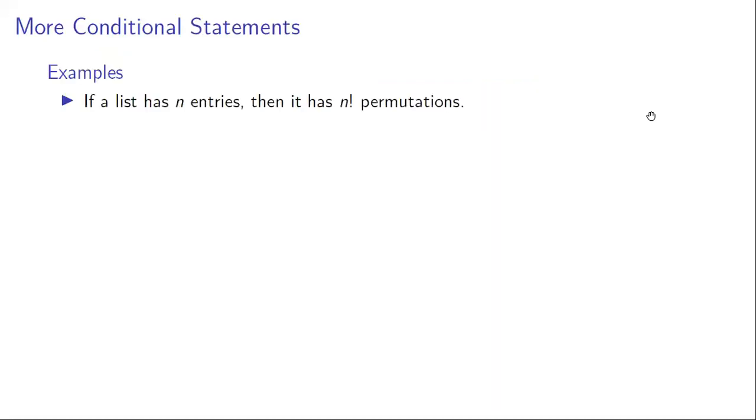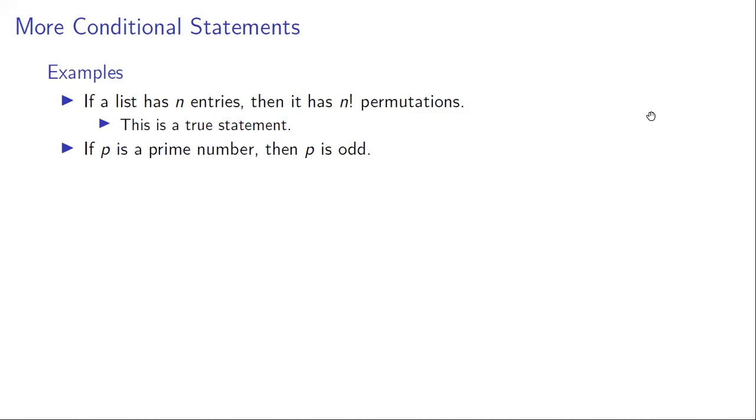Okay, here are a few more conditional statements just for fun. Here's an example of a conditional statement. If a list has n entries, then it has n factorial permutations. So for example, if a list has 3 entries, then it has 3 factorial permutations. This is a true statement. As we saw, this is based on the multiplication principle.